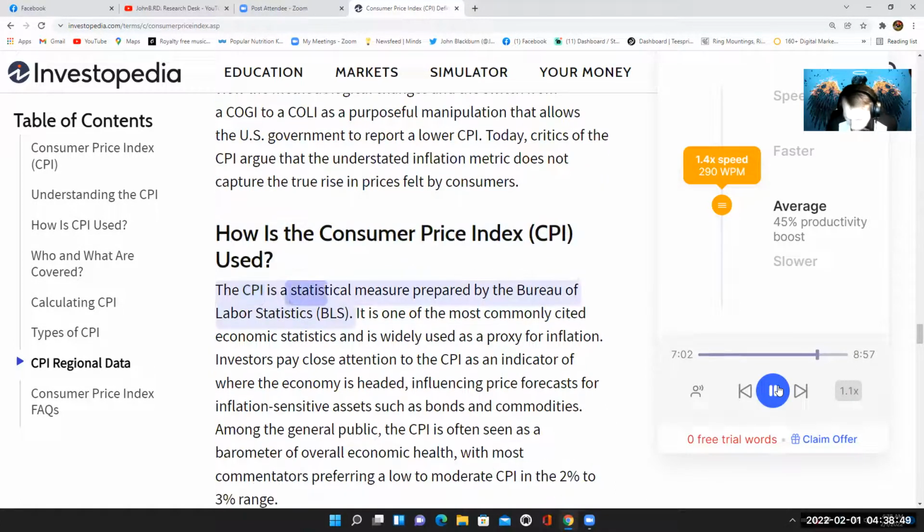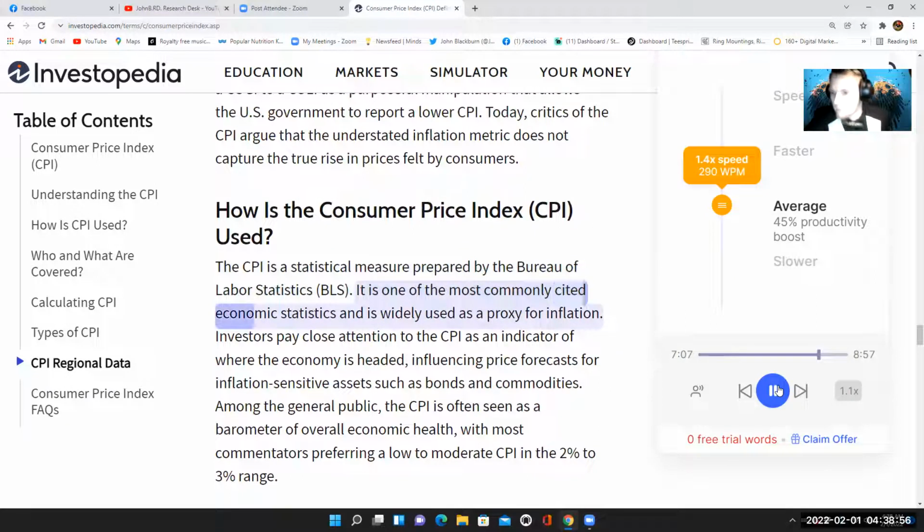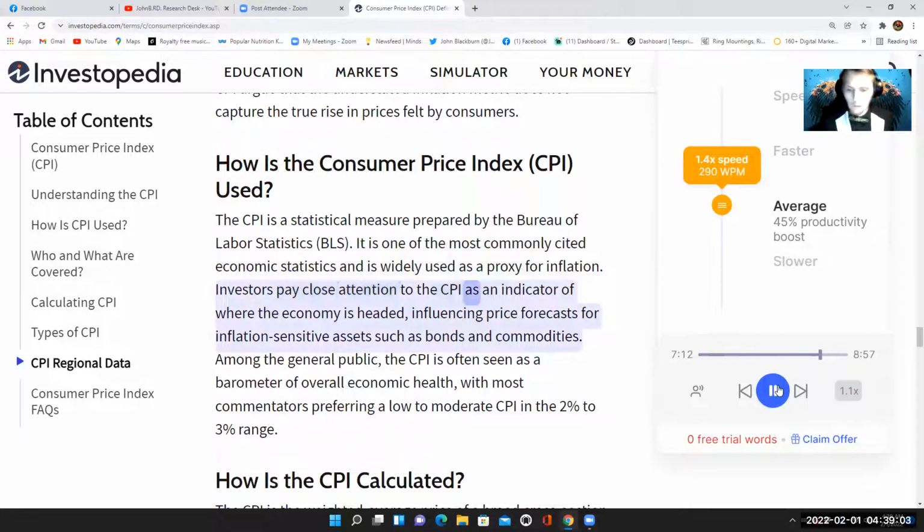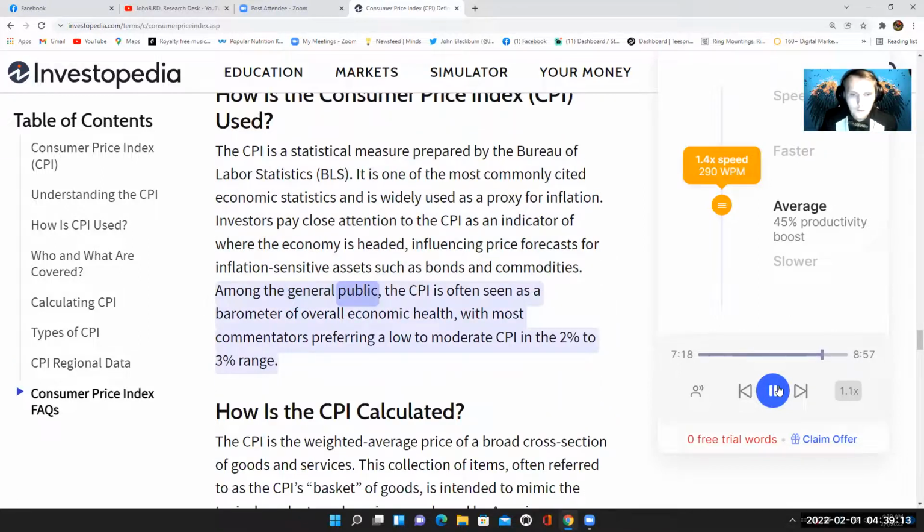The CPI is a statistical measure prepared by the Bureau of Labor Statistics, BLS. It is one of the most commonly cited economic statistics and is widely used as a proxy for inflation. Investors pay close attention to the CPI as an indicator of where the economy is headed, influencing price forecasts for inflation-sensitive assets such as bonds and commodities. Among the general public, the CPI is often seen as a barometer of overall economic health, with most commentators preferring a low to moderate CPI in the 2% to 3% range.